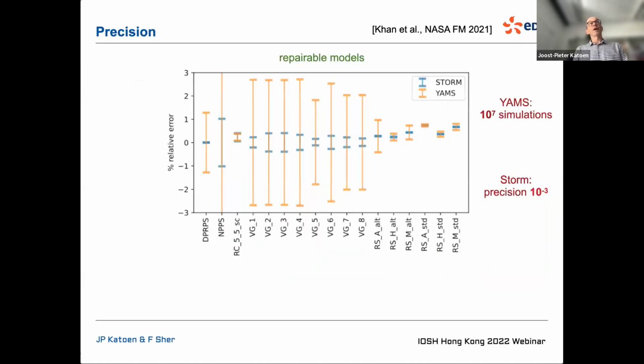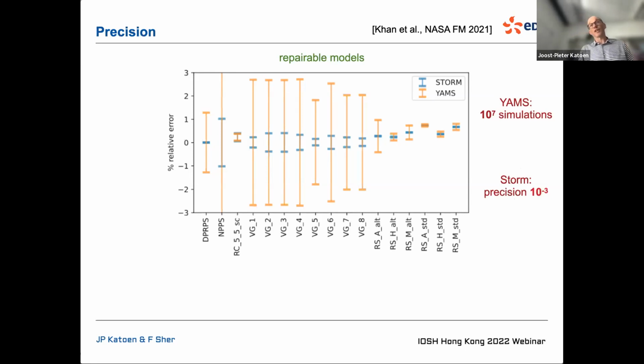Here you see something about the precision. You see different models on the x-axis. These are the models that I just showed you on the previous slide, plus some extra ones. And you see the relative error on the y-axis. So 0 means error is 0. And we compared doing simulations, 10 million different simulations, to doing the model checking with Storm with a precision of 3 decimals, which admittedly is very low.